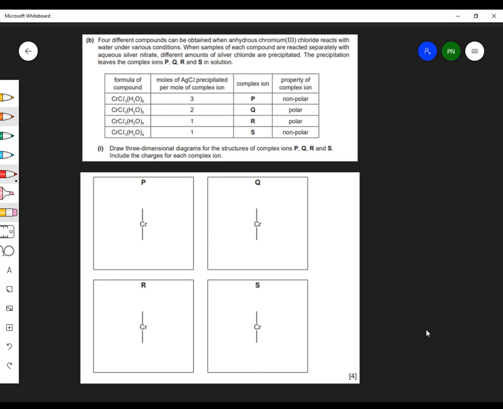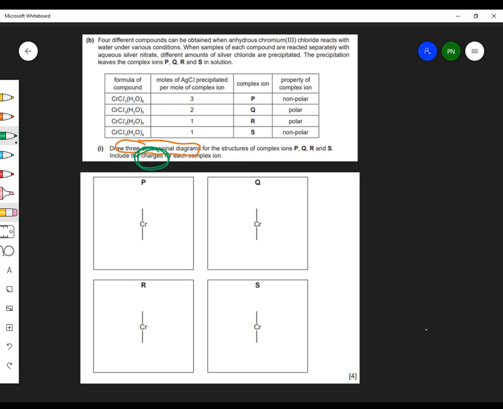So what we've got to do, and a lot of you missed out on this, the drawings have to be 3-dimensional. That's important. They do ask for that. And also, a lot of you missed out on this, and I was very nice when I marked it. You didn't put the charges in either. All right. So let's have a look at this then.